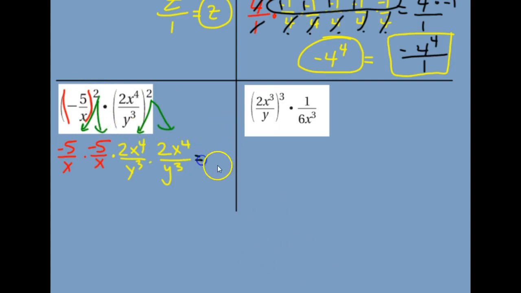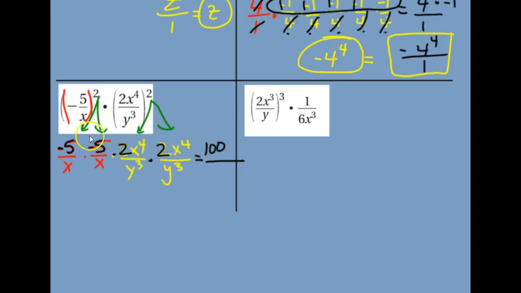So now let's simplify. I'm going to do the numbers first. A negative 5 times a negative 5 is a positive 25. 25 times 2 would give me 50. 50 times 2 would give me 100. All I did was multiply all of the numbers. Negative 5 times negative 5, then times 2 again, gives me 100.